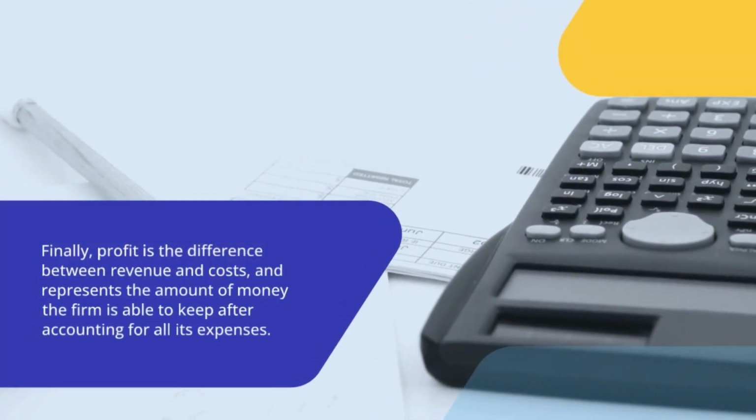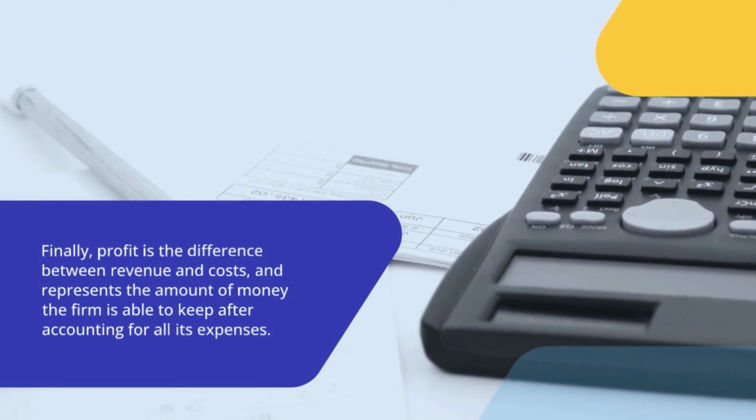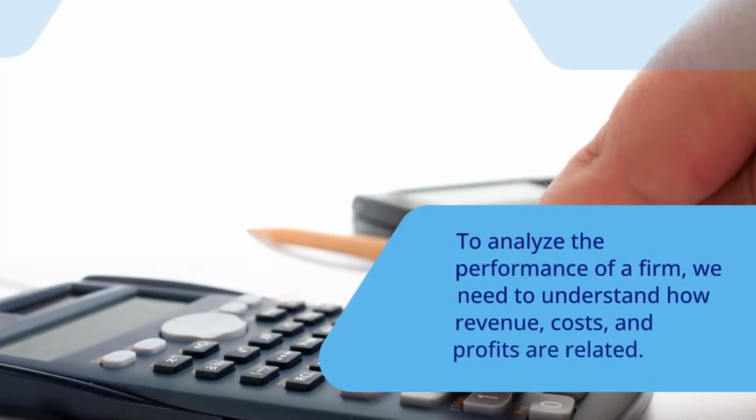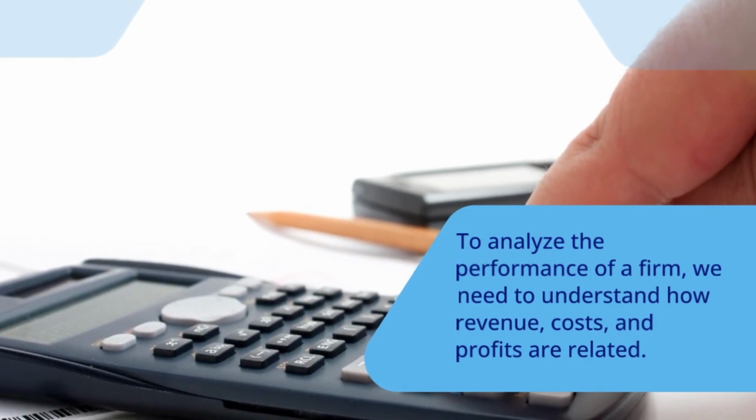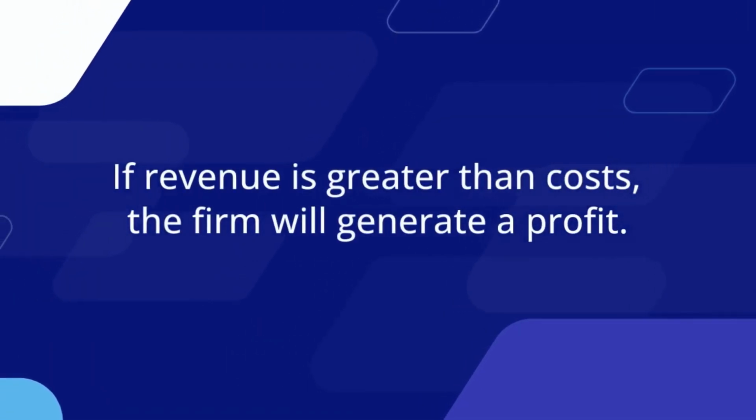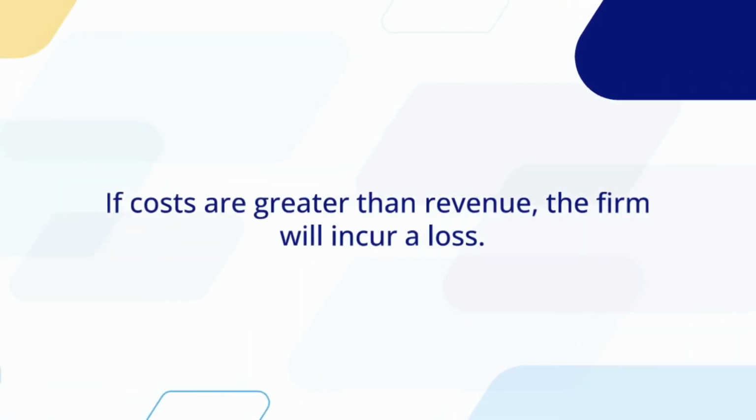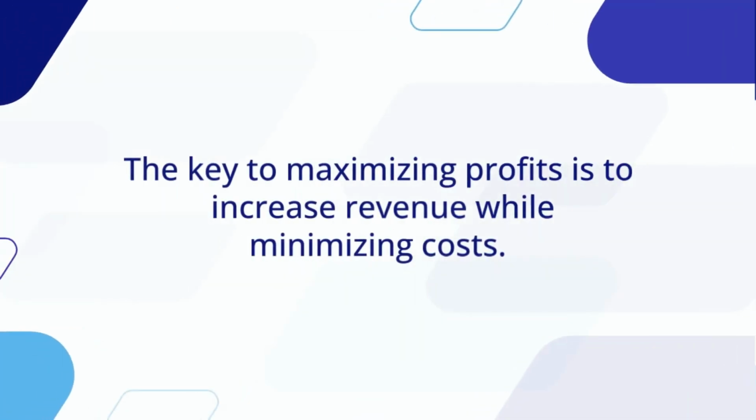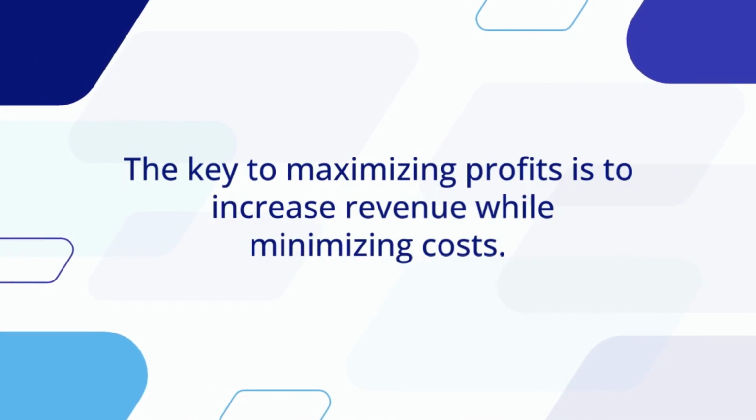Finally, profit is the difference between revenue and costs, and represents the amount of money the firm is able to keep after accounting for all its expenses. To analyze the performance of a firm, we need to understand how revenue, costs, and profits are related. If revenue is greater than costs, the firm will generate a profit. If costs are greater than revenue, the firm will incur a loss. The key to maximizing profits is to increase revenue while minimizing costs.